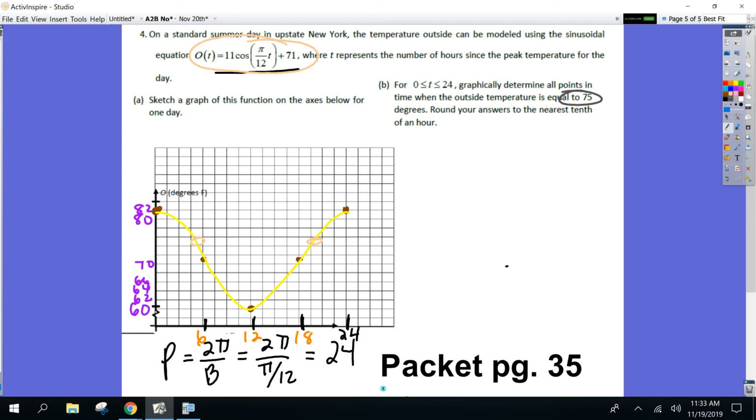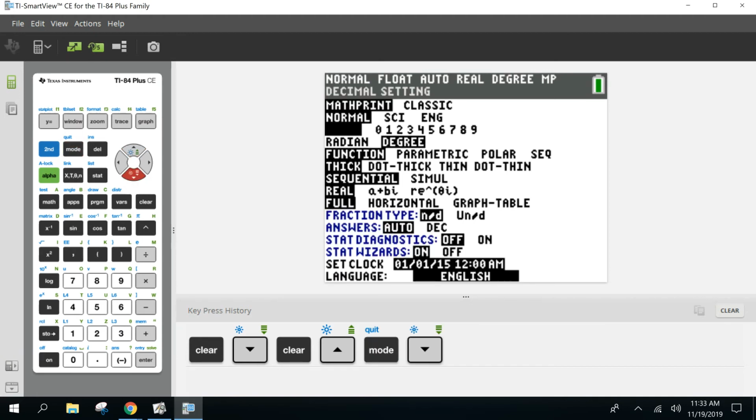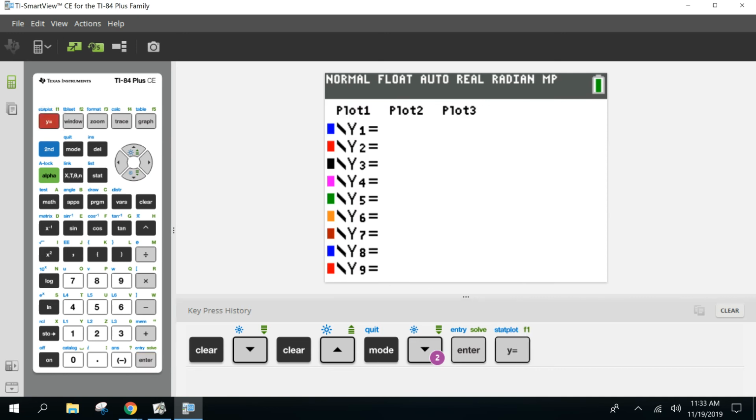First thing is you need to be in radians. So make sure you're in radian mode. If you ever want to graph a sine or a cosine curve, you've got to be in radian mode. All right. Next thing, Y equals. Go ahead and type that equation as is right in. Do not hit graph though, because it's going to look crazy.